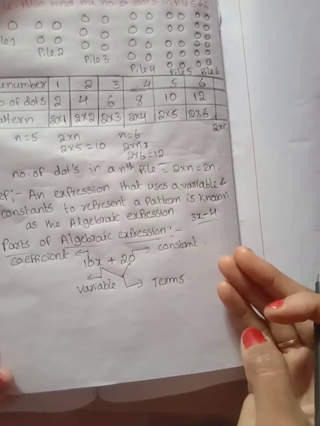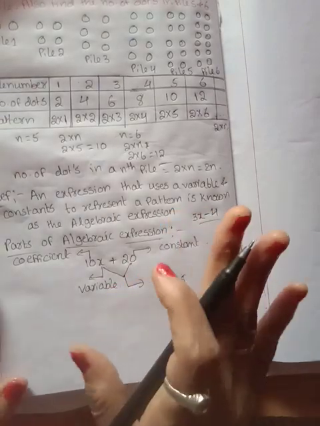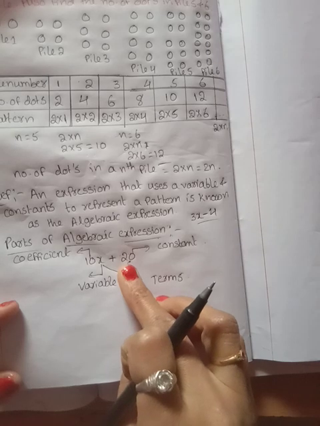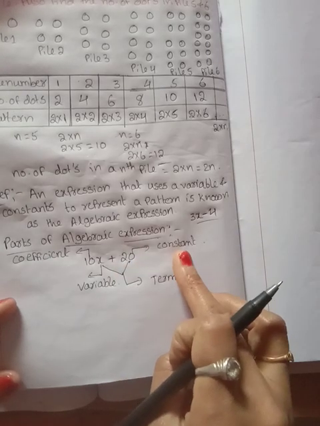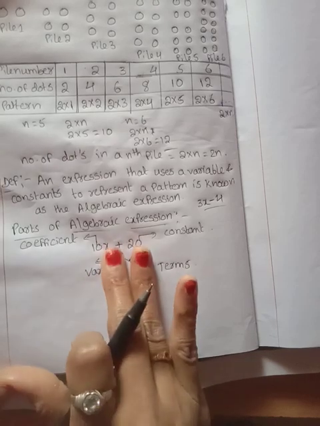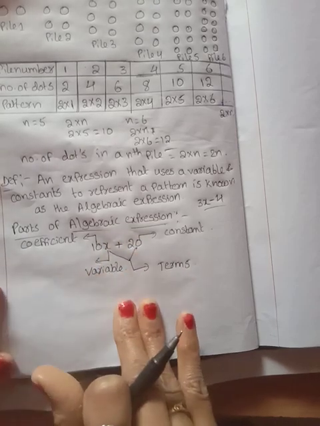What is a constant? A constant is a number with a fixed value, which does not change. Here 20 is the constant only. And what is a variable? A variable takes different values only. X means we can substitute the values 1, 2, 3, 4 and so on, so it takes different values. So x is the variable only.